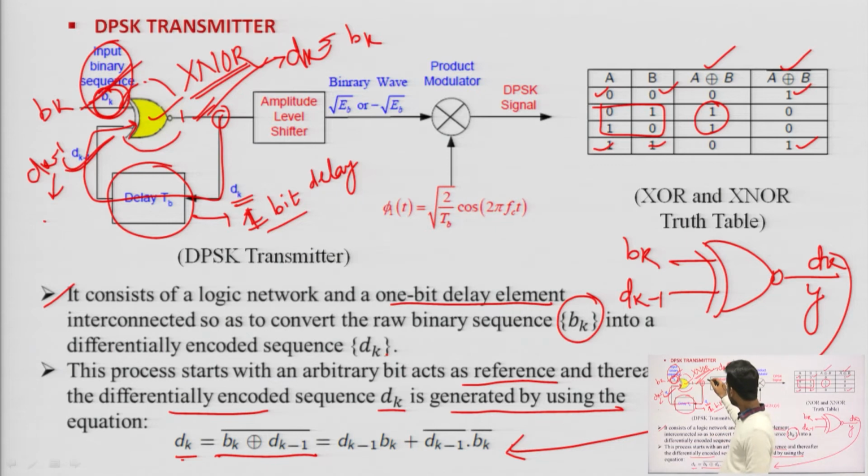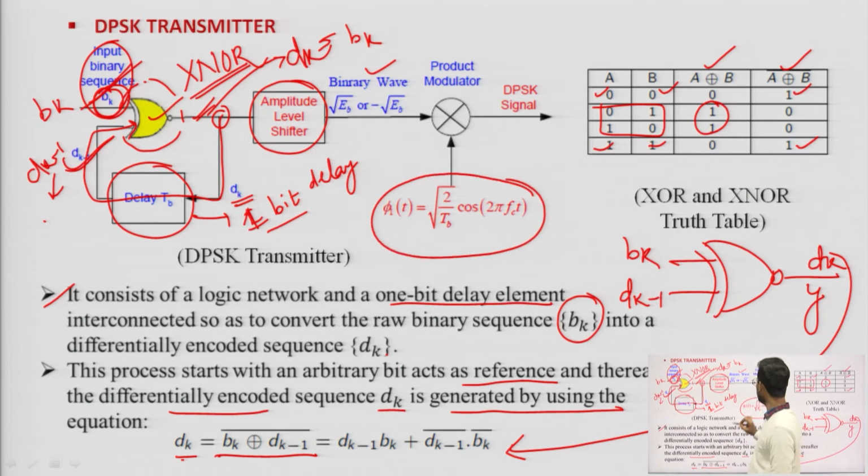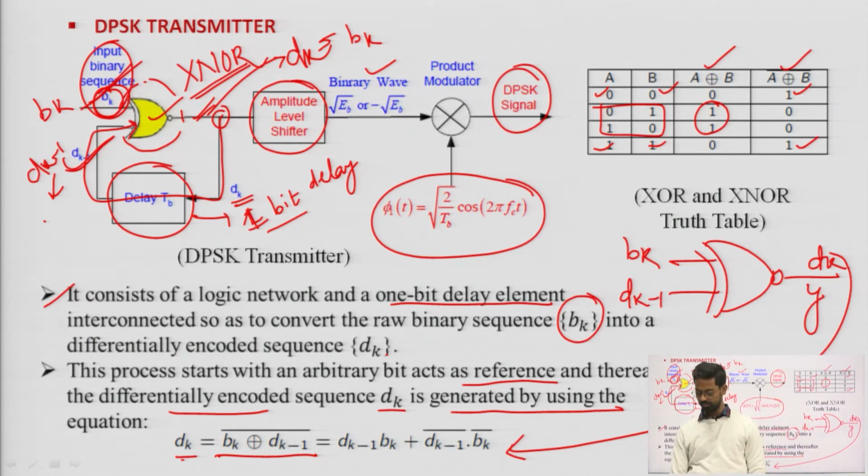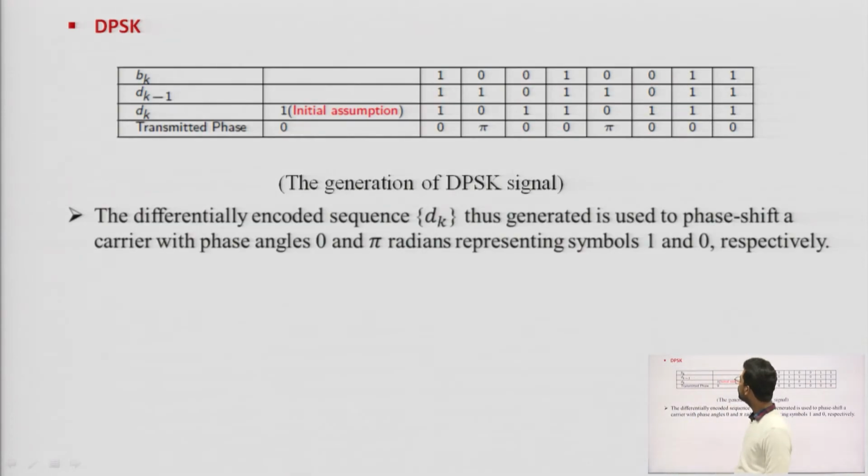After the delay, it will pass through an amplitude level shifter, where it will generate the binary waves, and again it will be transmitted using a carrier wave, and lastly we will get the DPSK signal. So this is how we go through DPSK.